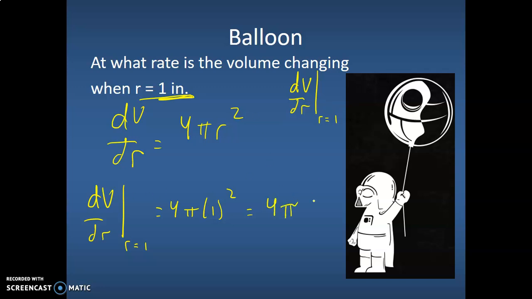Volume is measured in inches cubed. Radius is measured in inches. So we'd say that the rate is 4 pi inches cubed per inch. Do not simplify this to say inches squared. Inches squared is not a rate. Inches cubed per inch is a rate. So when the radius is 1 inch, the volume is increasing at a rate of 4 pi inches cubed for every inch that the radius increases. Now again, this is an instantaneous rate. So this is true when the radius is 1 inch.